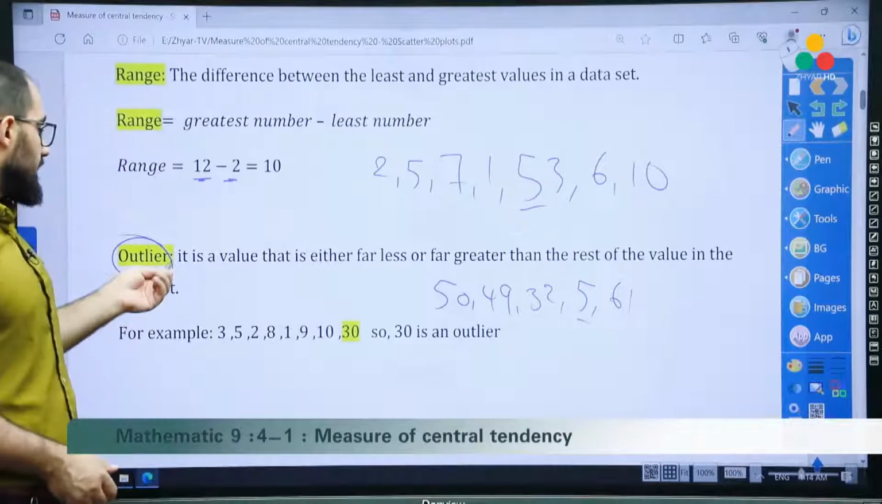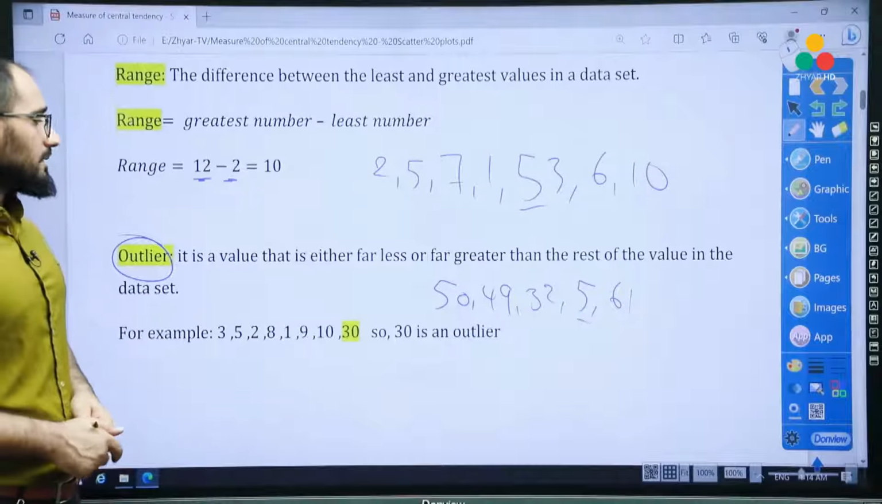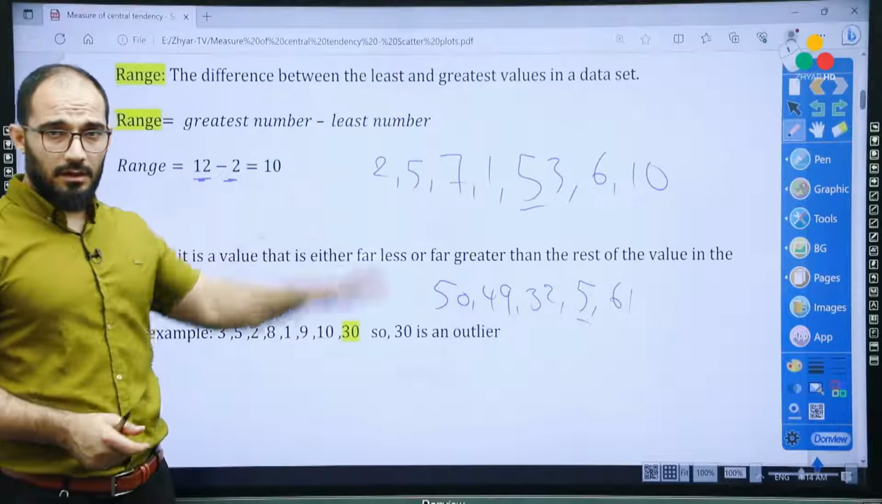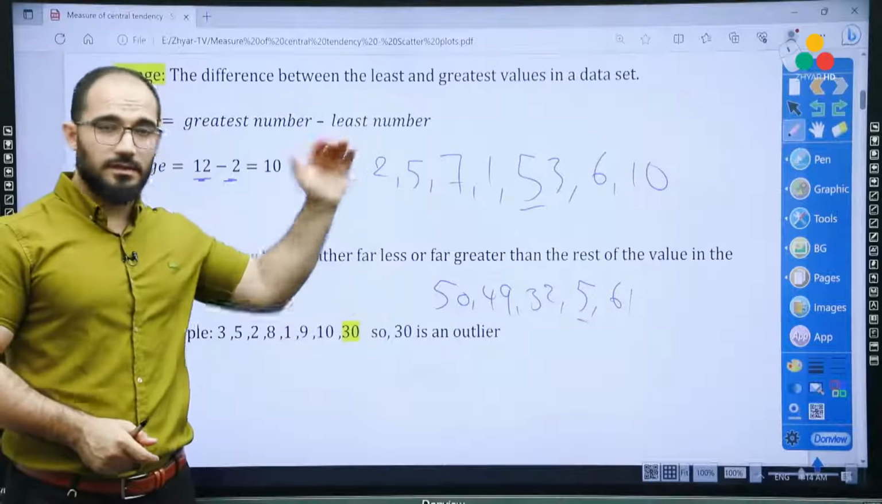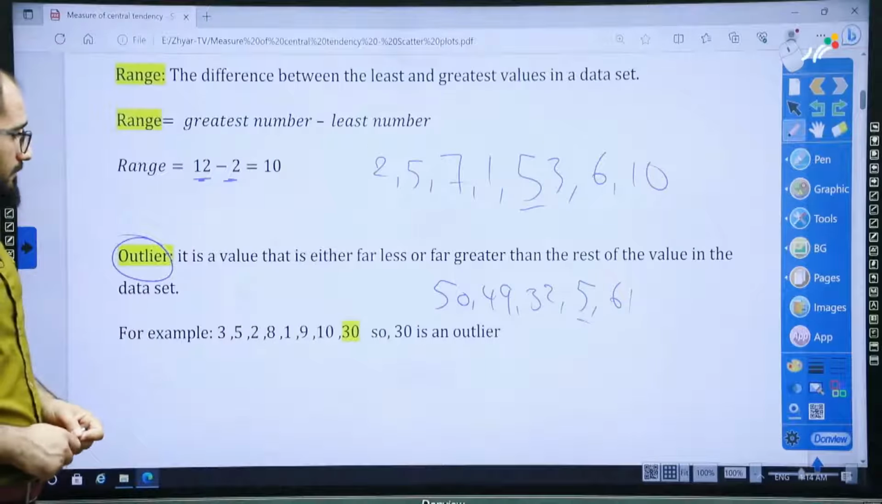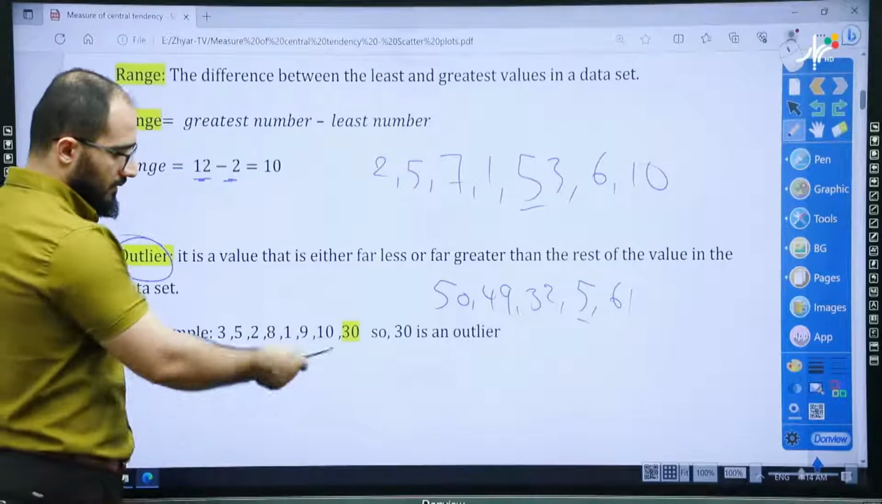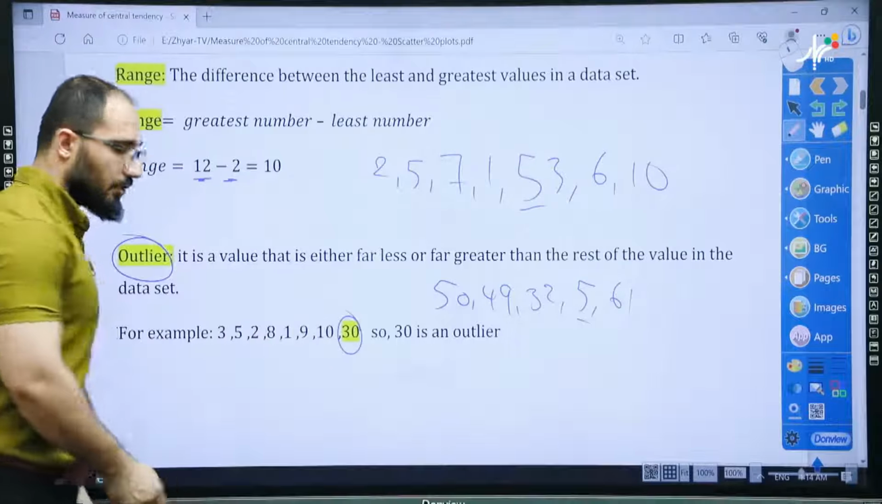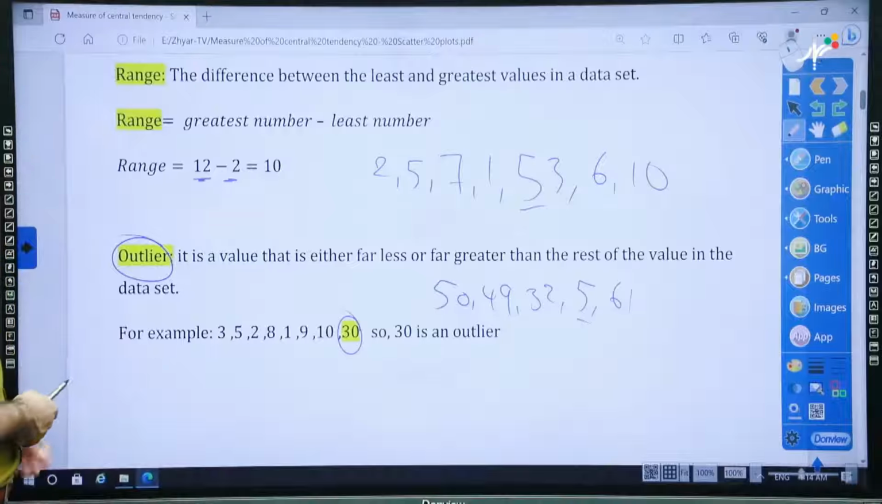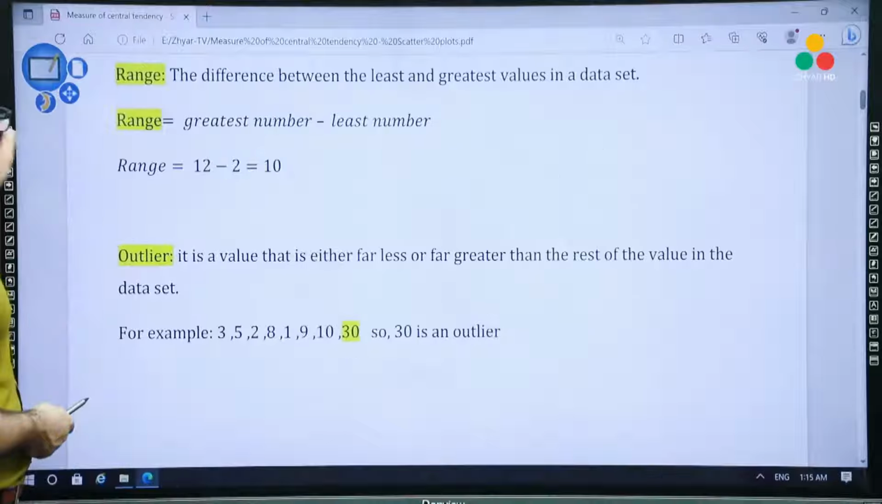So the definition says it is a value that is either far less or far greater than the other data. For example, here it says 3, 5, 2, 8, 1. You can see that the outlier is 30. It's much greater.